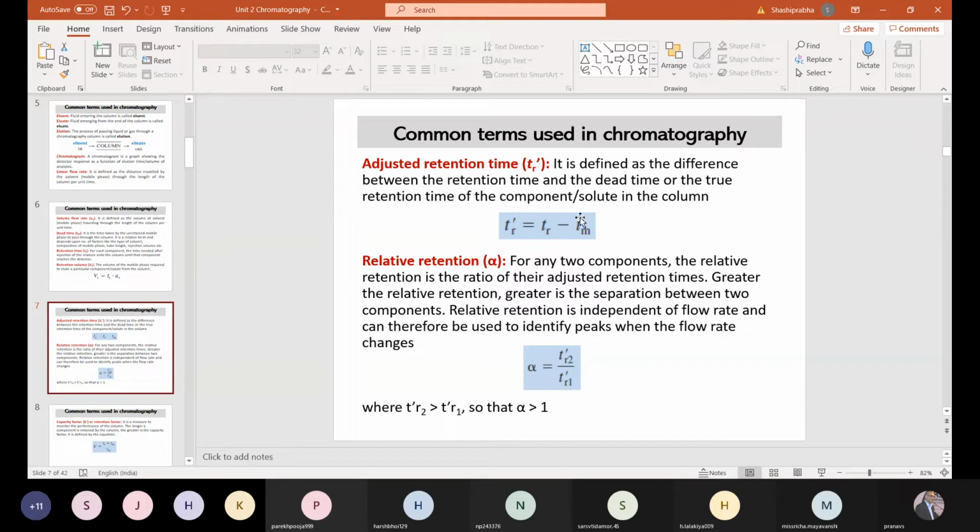We saw earlier that TM in the moving phase depends upon so many factors. But the moment you take a ratio of the adjusted retention times, it becomes independent of flow rate. It is expressed as TR2 upon TR1, where TR2 is generally the greater value compared to TR1. Therefore it is taken in the numerator and the smaller value in the denominator, so that alpha will always be greater than 1. That is the whole crux of relative retention. When there are two analytes, you want to find out how they move in relation to each other under similar conditions, and that relative behavior can be estimated through relative retention, calculated through this expression.